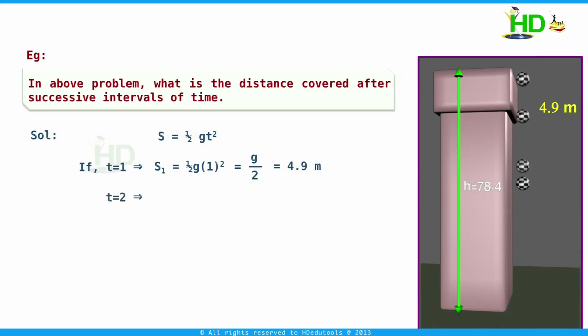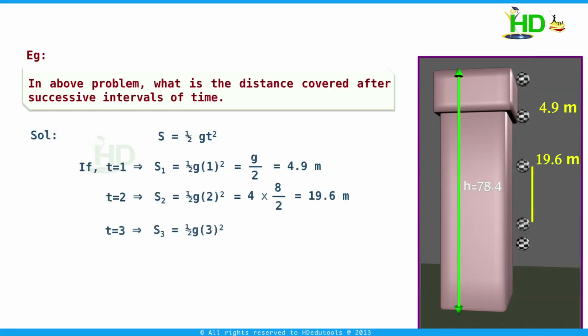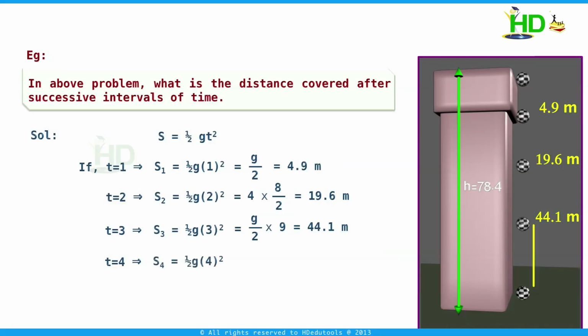Similarly, if t equal to 2, substituting t equal to 2 in this equation, we get s2 equal to 1 by 2 into g into 2 square, which is equal to 4g by 2. This results in 19.6 meter. If t equal to 3, then S3 is 1 by 2 into g into 3 square, which is 9g by 2, which is 44.1 meter. If t equal to 4, S4 is equivalent to 1 by 2 into g into 4 square, which is 16g by 2, and this is nothing but 78.4 meter.